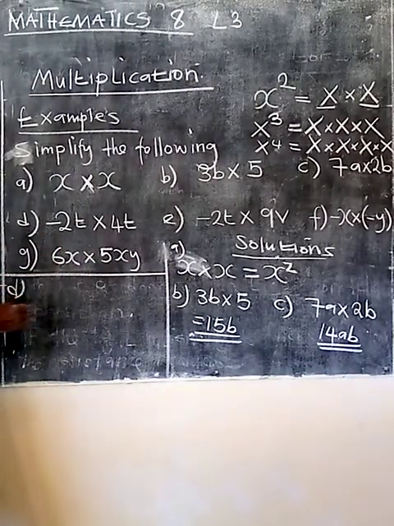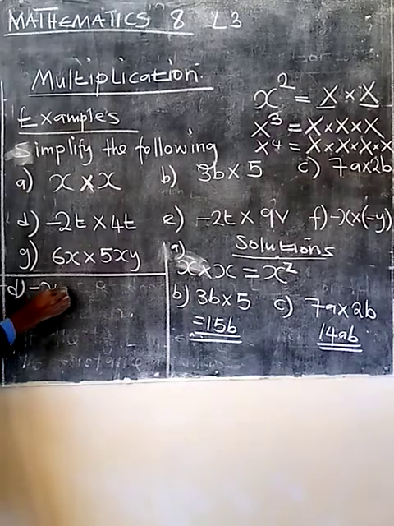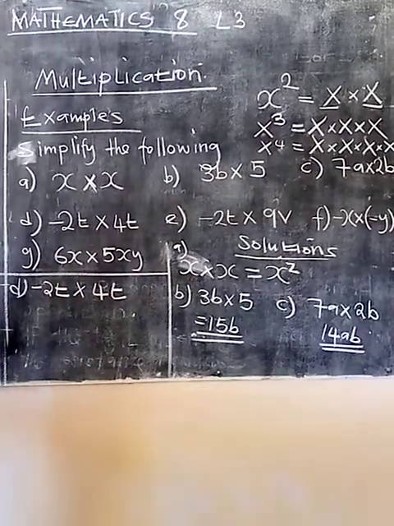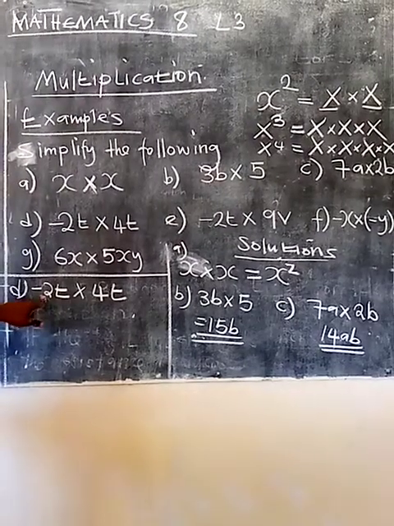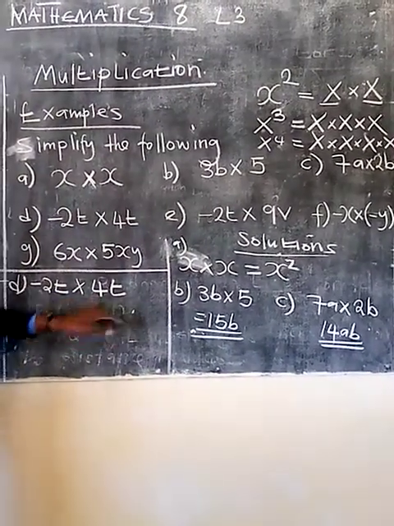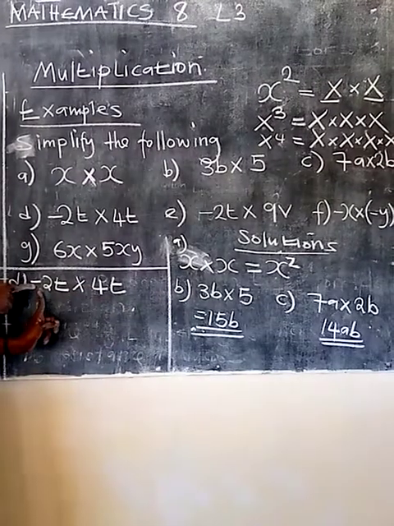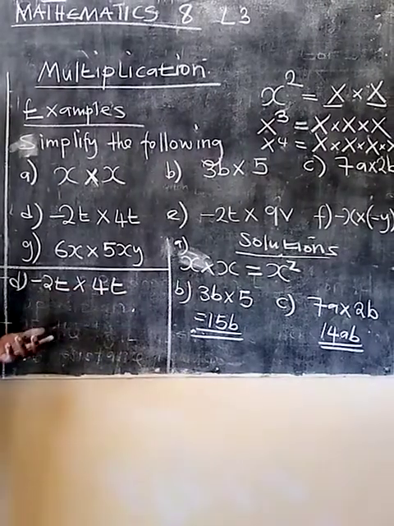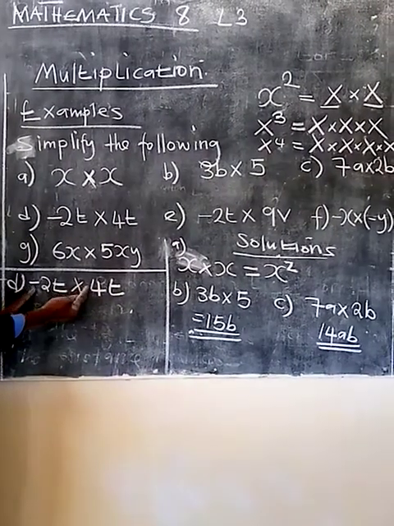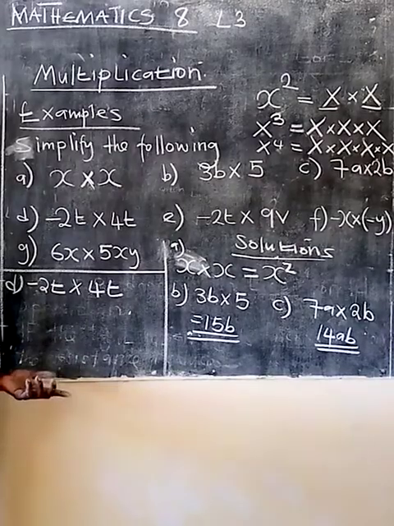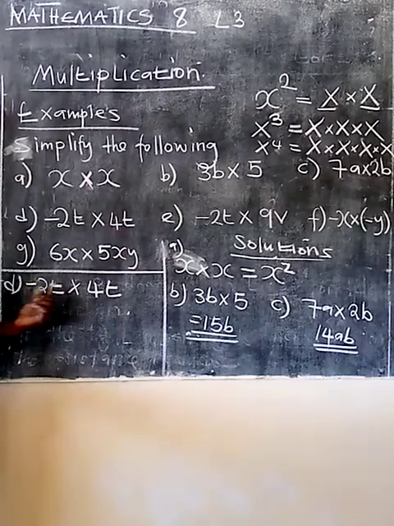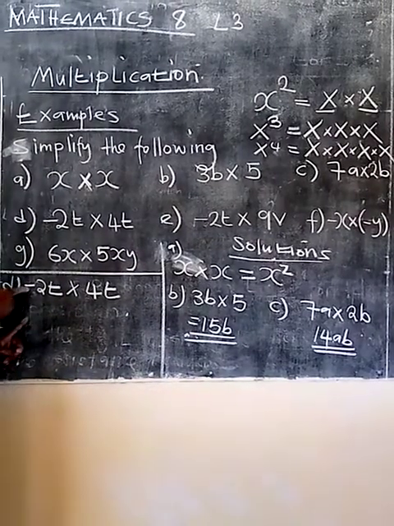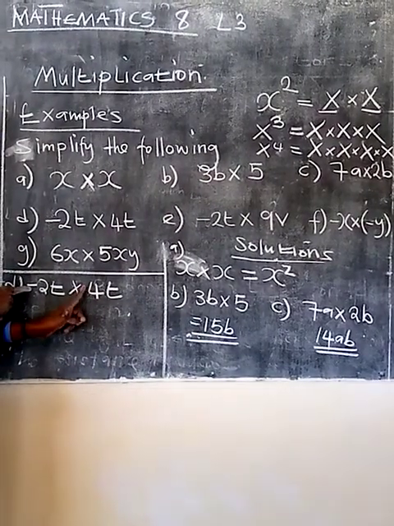So d, I'll do it from this part. Negative 2t times 4t. In this case, we have negative 2 and also a 4. The first thing there is a negative. What is important again, you are supposed to understand that once you multiply different signs, they always give you a negative sign. If the signs are the same and you multiply them, they always give you a positive sign. Even if there is no sign, it is positive.